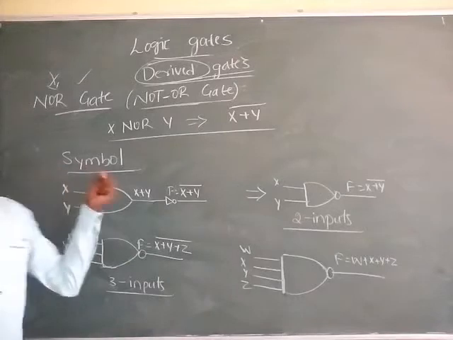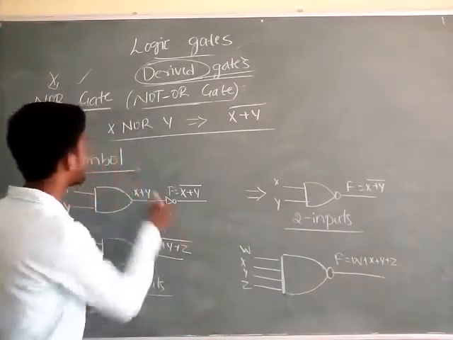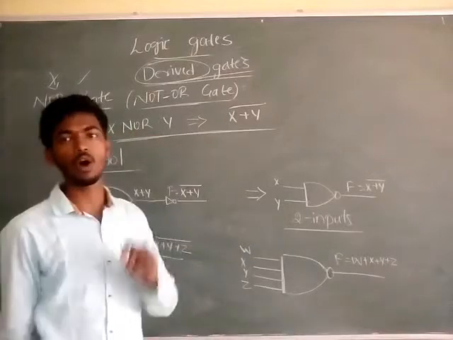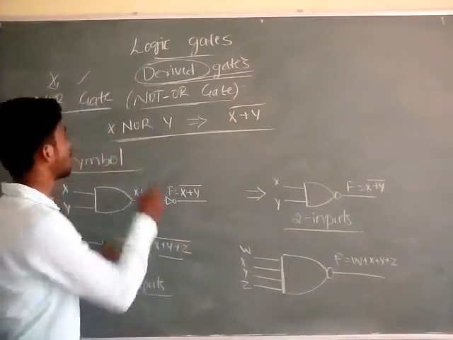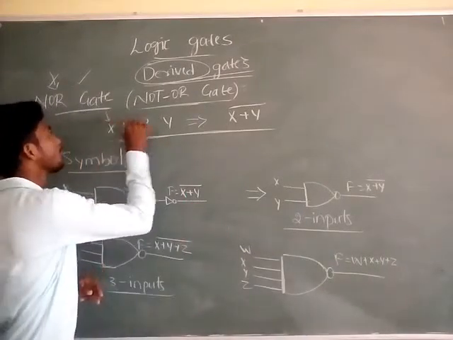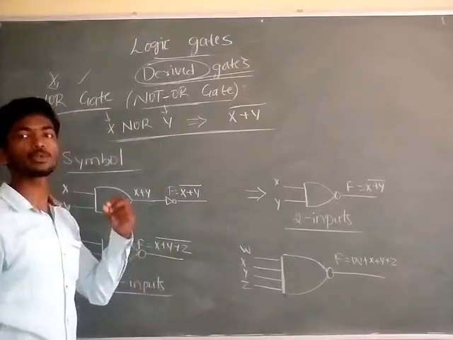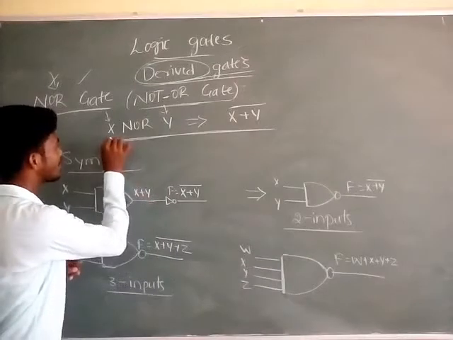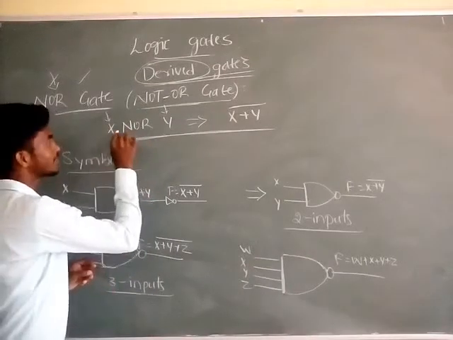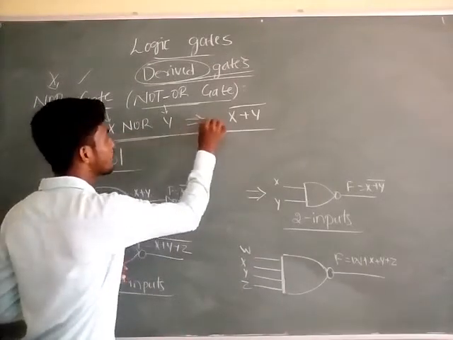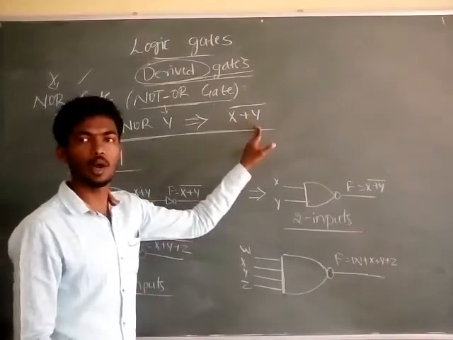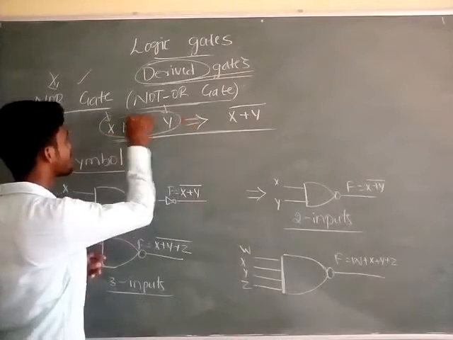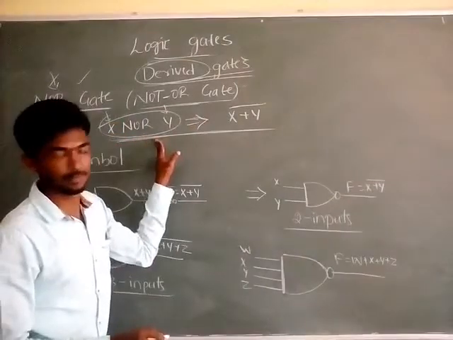Yes, this is the symbolized representation of a NOR gate operation, where you give the two inputs x and y into the NOR gate. In simplified form it is written as x NOR y, which is equivalent to (x plus y) whole complement. This is just a representation of a NOR operation.